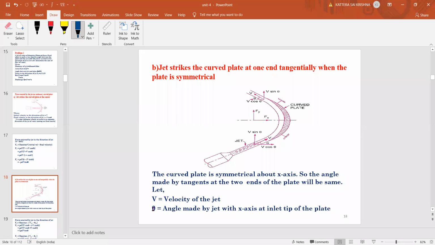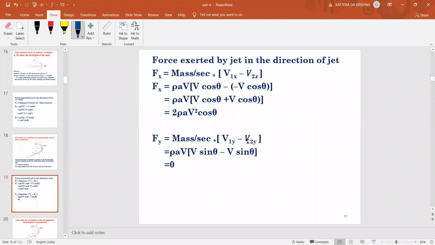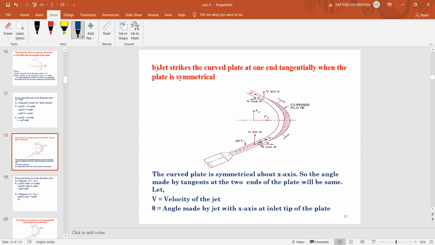Okay, so here again, same thing. V is the velocity. Theta is the angle made by the jet with the x-axis at the inlet tip of the plate. Okay, one more point here. The curved plate is symmetrical about the x-axis. So the angle made by the tangents at the two ends of the plate will be the same. Tangents, nothing but along the velocity direction, will be the same angle. Right. So now we'll calculate again the force exerted by the jet in x direction, Fx, and Fy. We'll calculate Fx. So what we know, Fx equals mass per second into initial velocity minus final velocity.